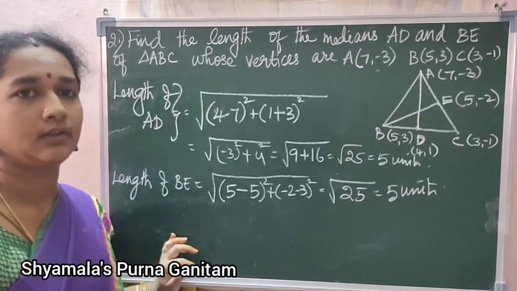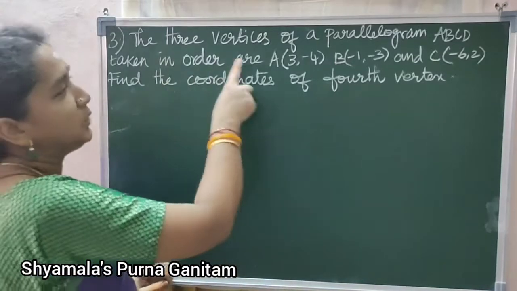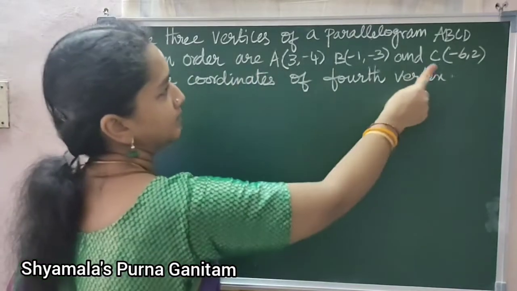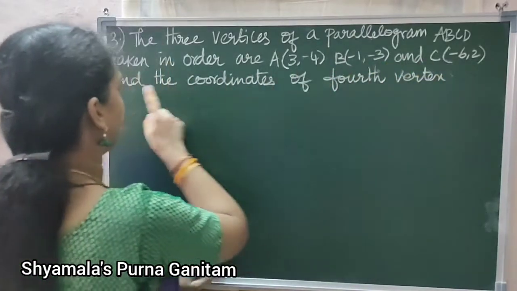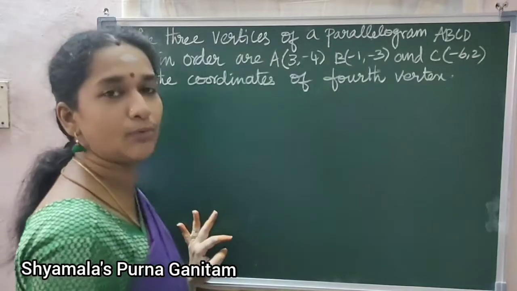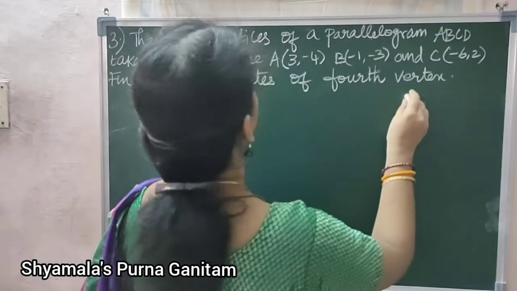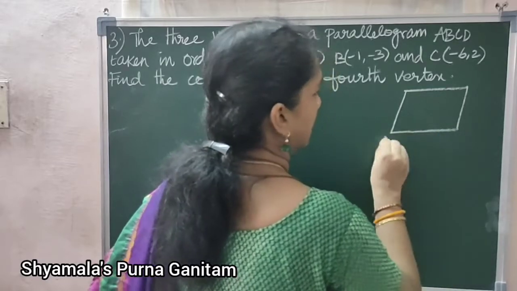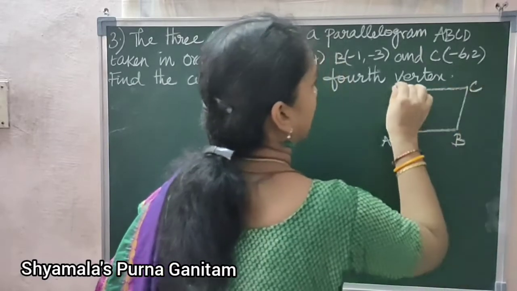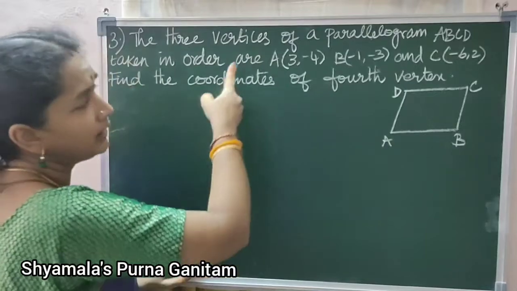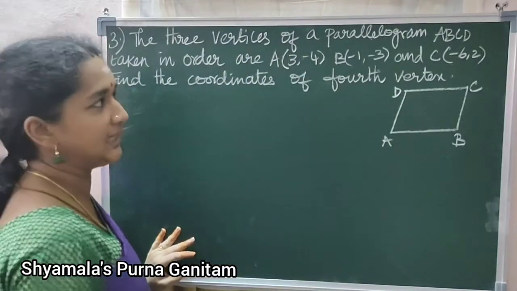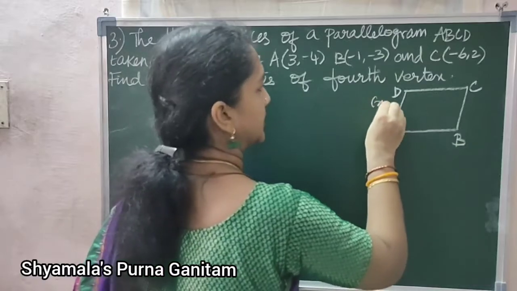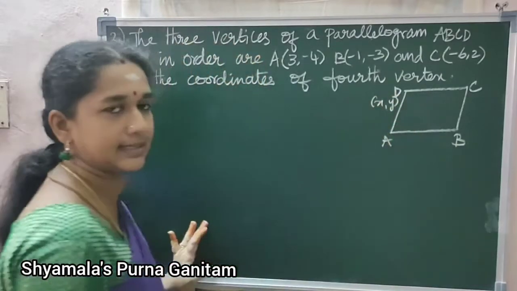Okay. Third sum. The three vertices of a parallelogram ABCD taken in order are A, B and C. Vertices are given. Find the coordinates of the fourth vertex. So if you take a parallelogram A, B, C and D. Okay. Coordinates of A, B, C points are given. You are asked to find the fourth vertex. So you take that as x comma y.